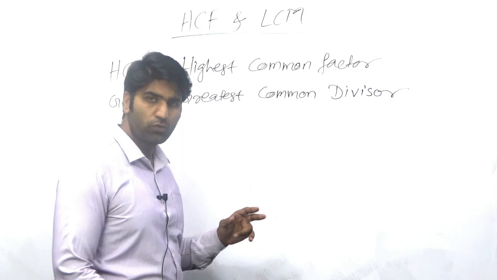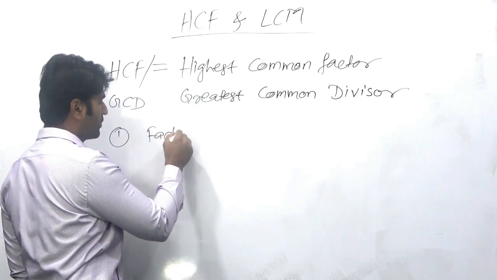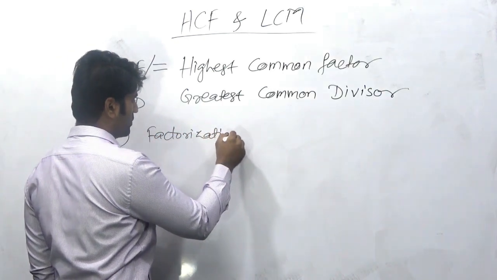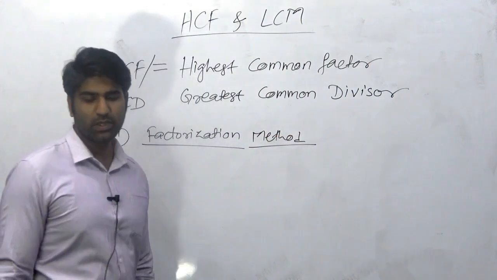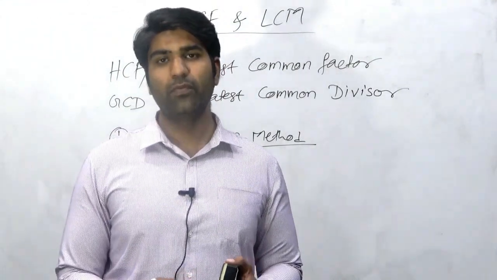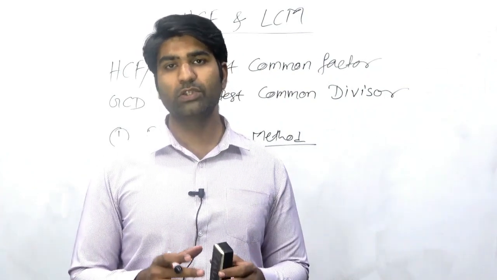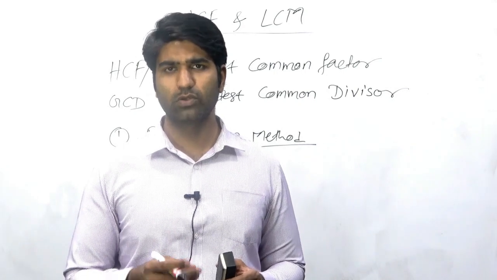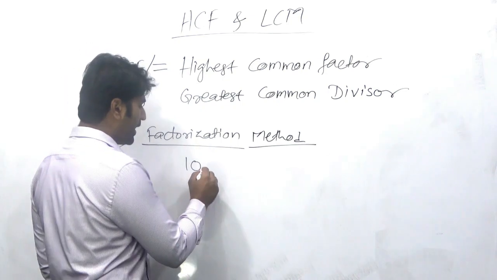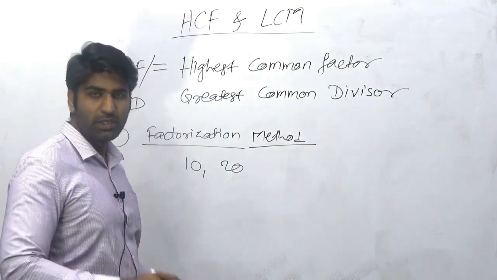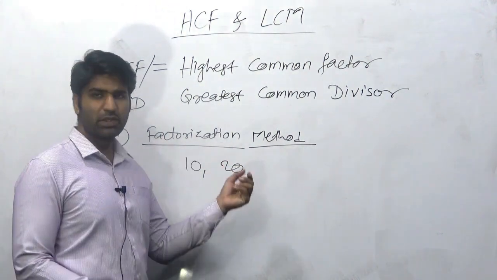There are two methods to find HCF. The first method is the factorization method. In the factorization method, we find the factors of the given numbers, then among the factors we decide which factor is common and greatest. Let's take an example. Suppose we have been given two numbers, 10 and 20, and we have to find the HCF of 10 and 20. It is a very simple example.